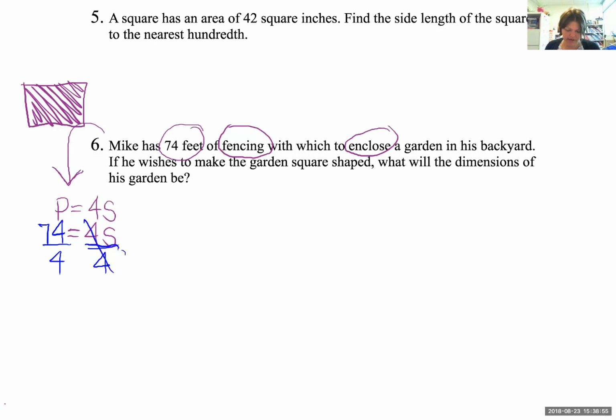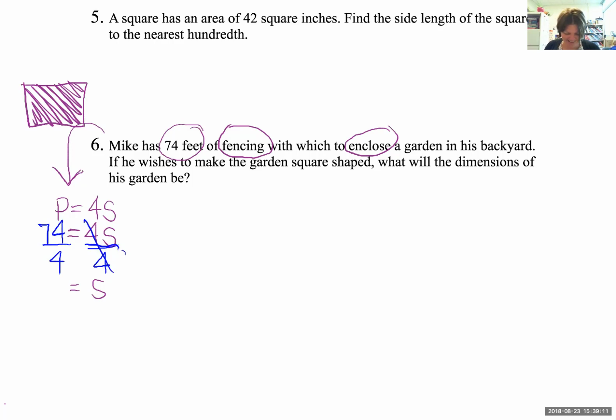On that right-hand side, it cancels. I balance out my work on the left-hand side. So my S will be alone, and it'll be equal to 74 divided by 4. Again, I'm using my trusty calculator because Kate hasn't even taught me to divide with decimals yet.